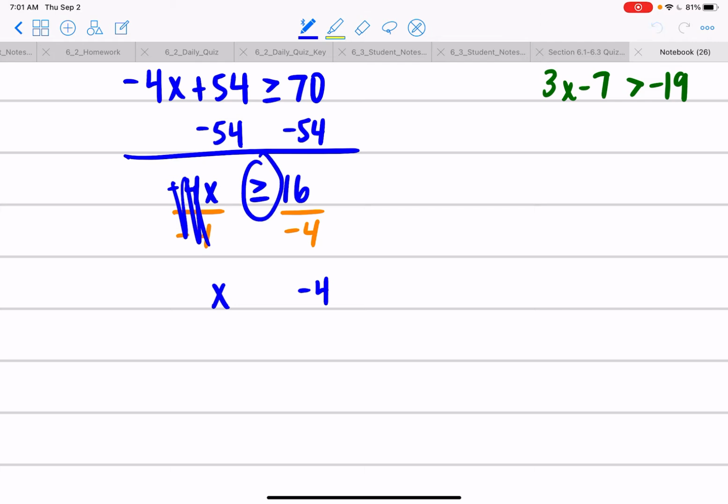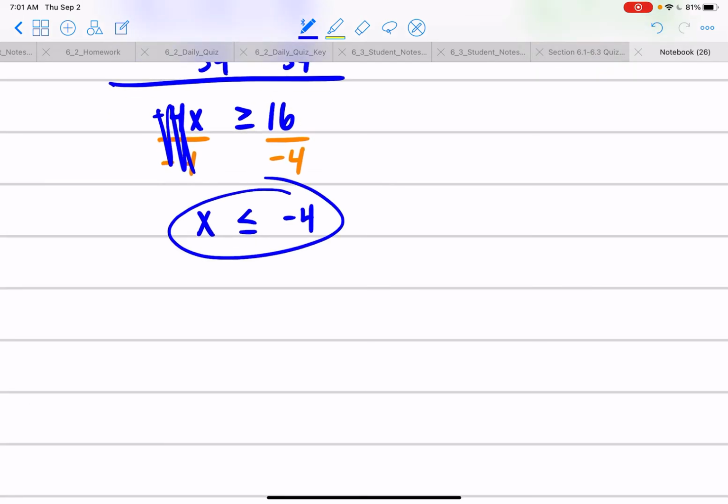But what you have to remember is if you multiply or divide by a negative number, you have to switch the way this sign points. So it's going to become x is less than or equal to negative 4. So the rule is if the number that you are dividing by or multiplying by is negative, you have to flip it. We don't care about the 16. Even if the 16 was negative here, that wouldn't matter. It matters that we divided by a negative number. Okay, so if you multiply or divide by a negative number, switch the way the sign's pointing.